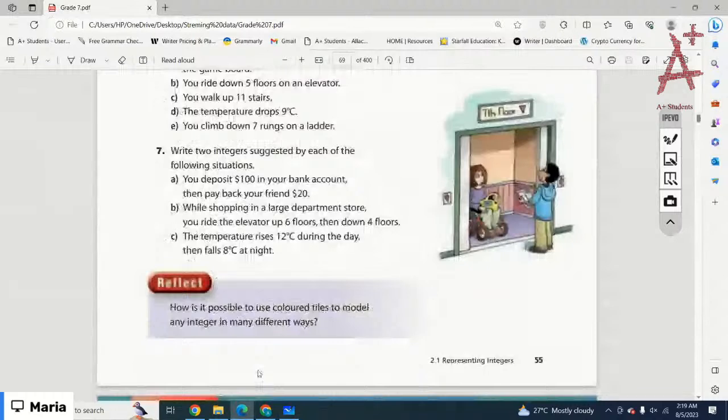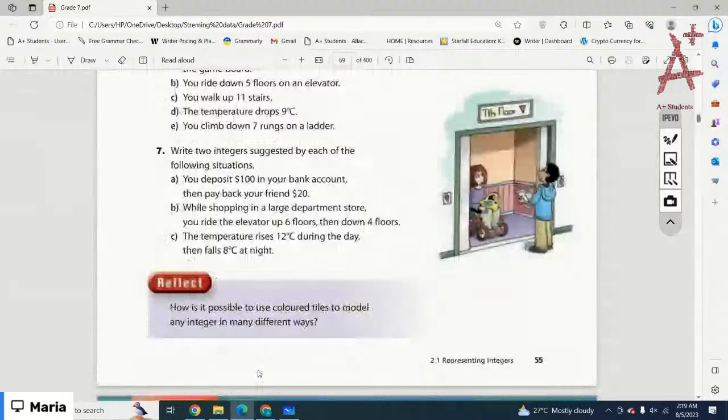Write two integers suggested by each of the situations. You deposit $100 in your bank account, then pay back your friend $20. While shopping in a large department store, you ride the elevator up 6 floors, then down 4 floors. The temperature rises 12 degrees C during the day. Okay, you have to represent these models, right?